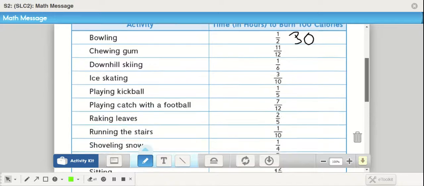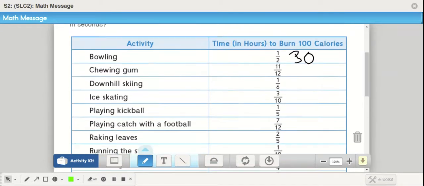If my denominator is 12, 12 times what gives me 60? That's 5. So if my denominator is 12, then that means that 11/12, 5 times 11 would take me 55 minutes. Do you see what I'm doing here? If my denominator is 6, you have to ask yourself, 6 times what is 60? 6 times 10. So that means that each 6th takes 10 minutes. I have 1/6, so this would take me 10 minutes.